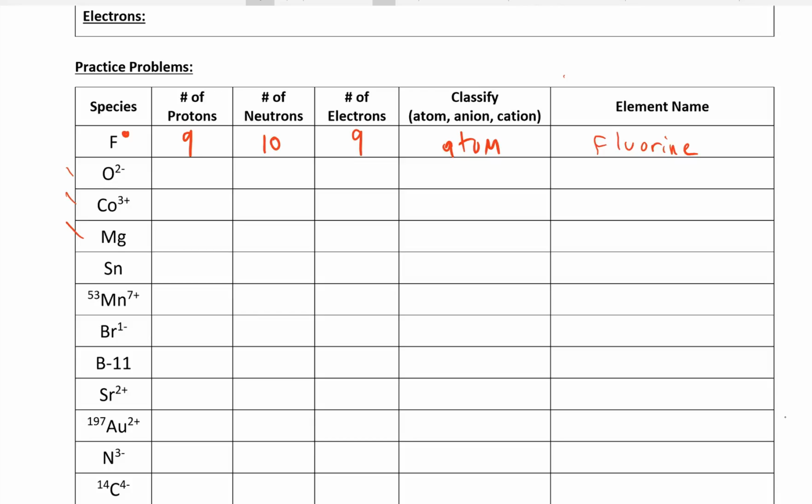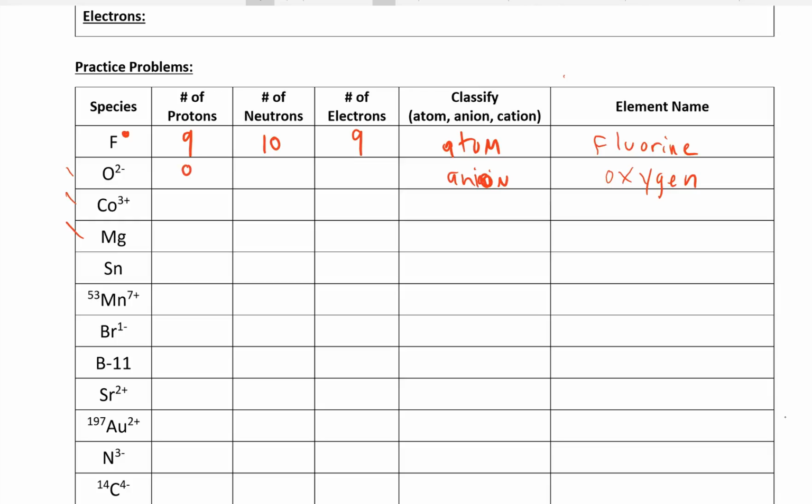We've got O with a charge of -2. Hopefully you know oxygen is represented by the elemental symbol O. It's got that negative charge, so this is definitely an anion. Anion. Spelling is not my strong suit. You can use the periodic table to figure out protons, neutrons, and electrons.